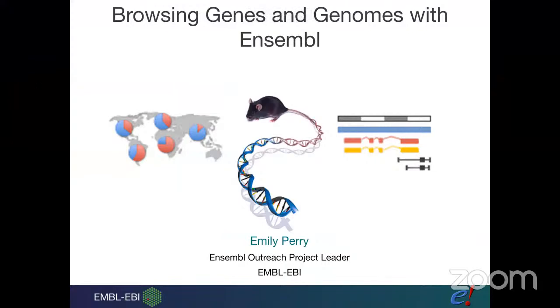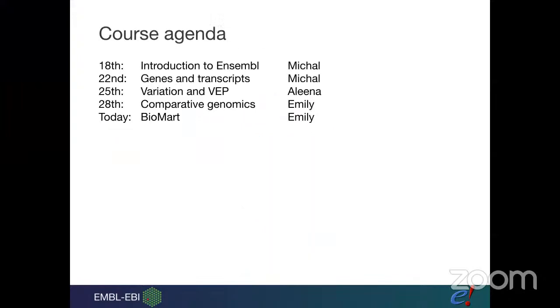Okay, welcome back everyone, and welcome back to the final day of the Browsing Genes and Genomes with Ensembl workshop. Today we are looking at BioMart, but I just wanted to give a quick overview of things that you have covered in the past weeks. We started with an introduction to Ensembl, then we had genes and transcripts, and then I covered variation and VEP. And then this week, Emily spoke to you about comparative genomics. And today I'm going to speak about BioMart.